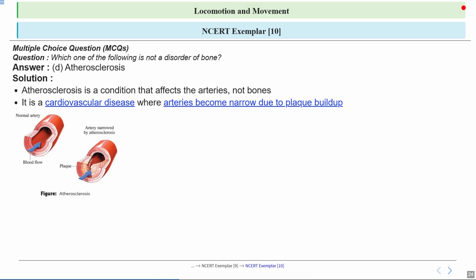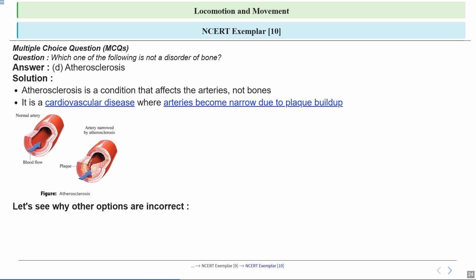So you can see this is the condition caused by the buildup of fats. Okay, it is basically a cardiovascular disorder where arteries become narrow due to plaque buildup. In the first one you can see the normal artery, and in the second picture you can see some buildup inside the blood vessel, and this is due to fat and other debris getting accumulated there. That is why it constricts the blood vessels. Okay, so this is not a bone disorder, this is a cardiovascular disorder.